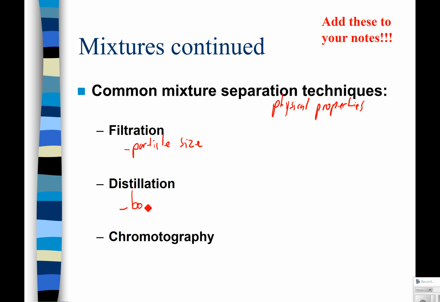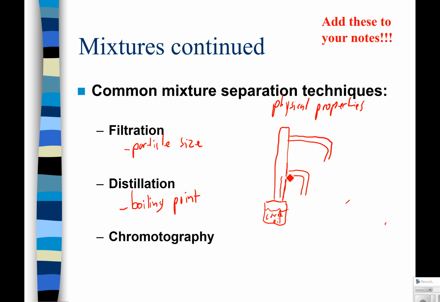Now, distillation is going to separate components of a mixture based on boiling point. And in distillation, I'm going to talk about crude oil distillation. Crude oil we put into a big, huge vat, and we heat it. As it starts to boil, it goes into what we call a distillation column. And as the boiling points of different substances are reached, as the temperature rises, they start to boil off, they go up this column, and they're collected in different tubes.